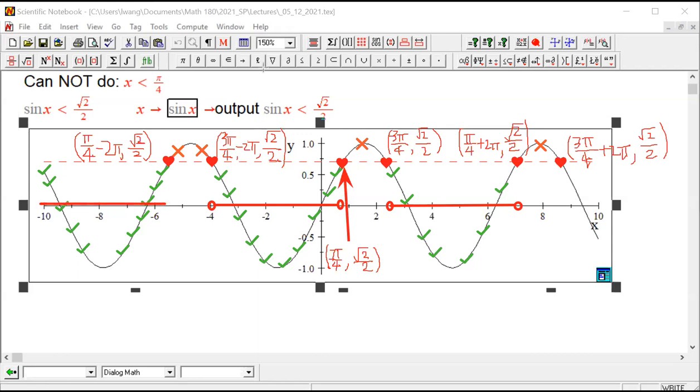This piece over here, and that piece over there. Lots of solutions. So how do we write them down algebraically?